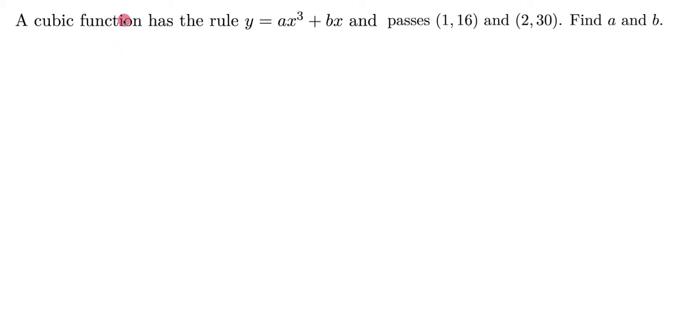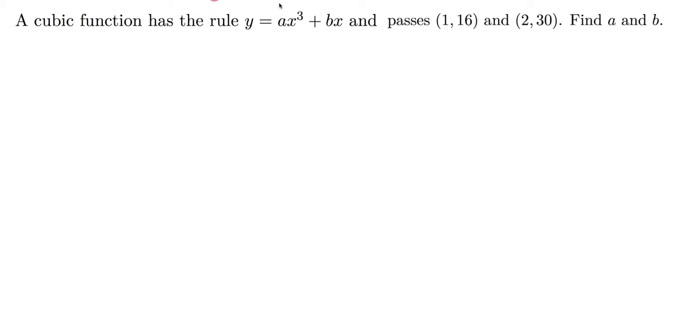All right, so we are doing another question here. It says a cubic function has the rule this and passes through this point and this point, find a and b. So we're going to approach it exactly the same way, but this time, as you can see, we're given 2 points. So that means we're going to construct 2 equations.